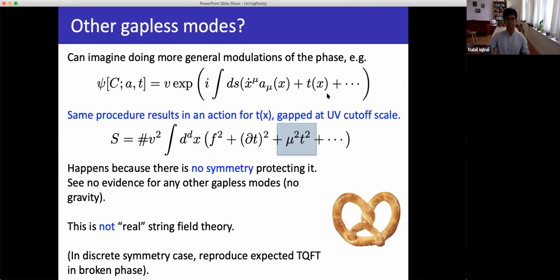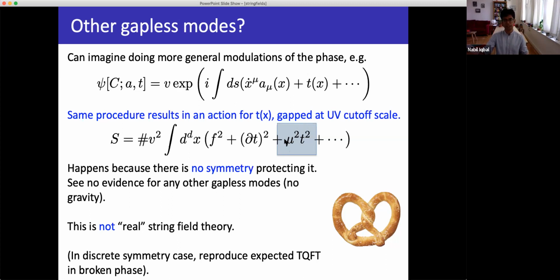So for example, you might imagine modulating the phase in the following way. You might imagine adding not just this vector phase modulation, but a scalar phase modulation. Okay, so I add an extra field T of X, and I just modulate each of that T of X. You might think this will give you an extra gapless mode for T. That would be worrying. But it turns out if you repeat the same calculation, you actually do find a mass term for this T of X field. In fact, it's gapped out at a very high scale. It's gapped out at the UV cutoff scale.